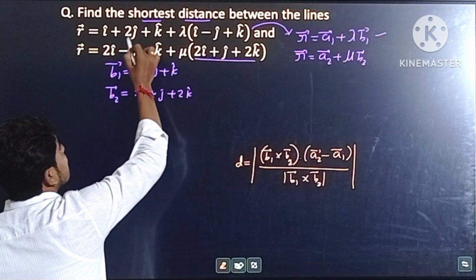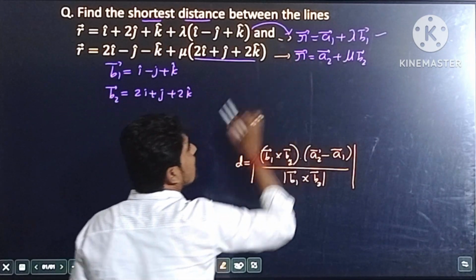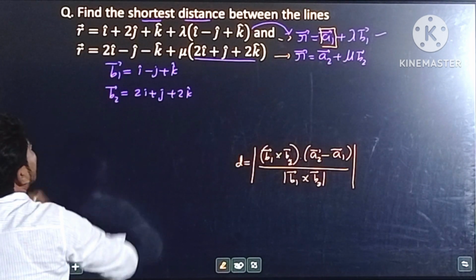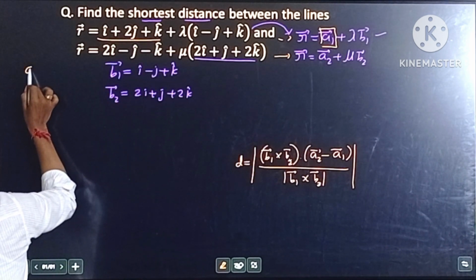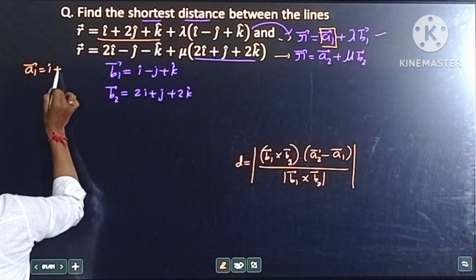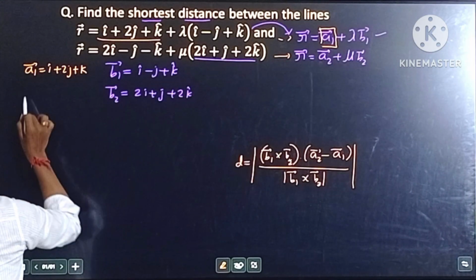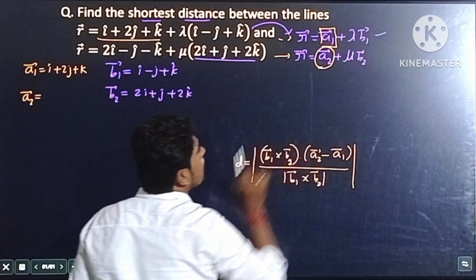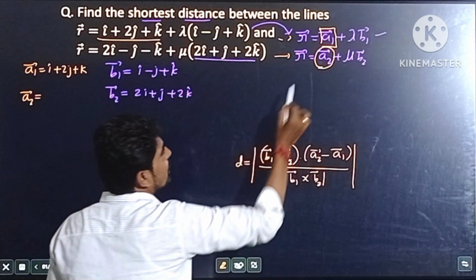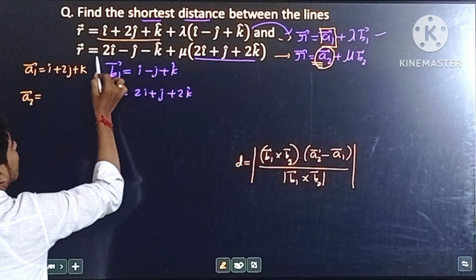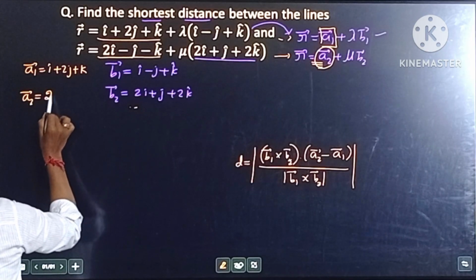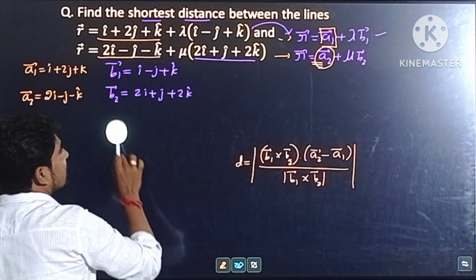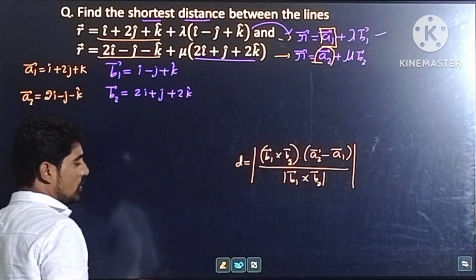For that, compare these two given lines again with the standard form of lines. In place of a1 vector, we have i plus 2j plus k. Therefore, a1 vector is equal to i plus 2j plus k. And a2 vector, compare the second line with the standard form, that is r vector is equal to a2 vector plus mu times b2 vector. So in place of a2 vector, we have 2i minus j minus k. So we got the required vectors a1 vector, a2 vector, b1 vector and b2 vector.